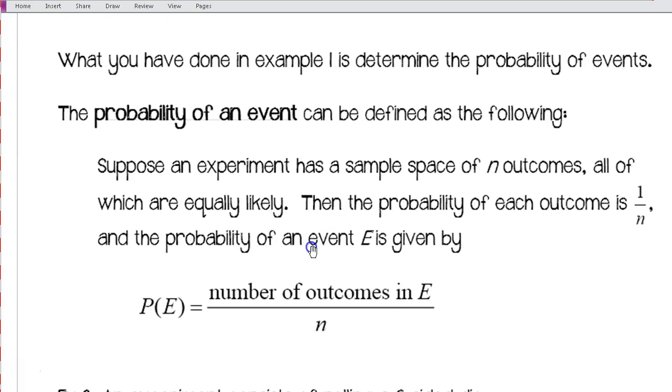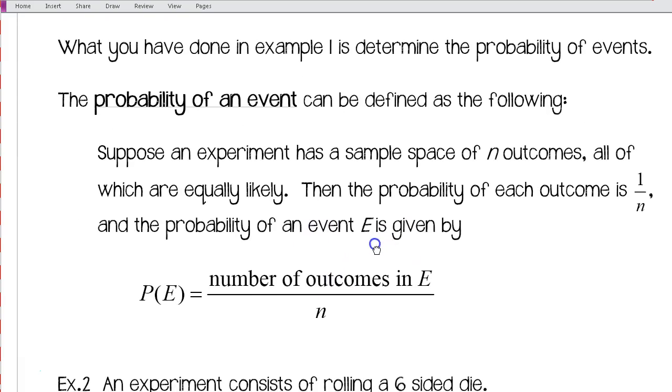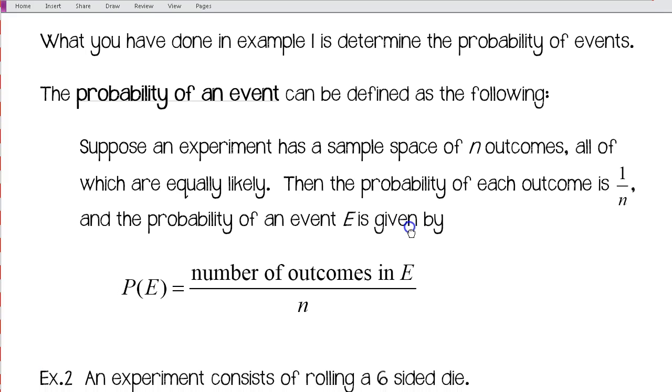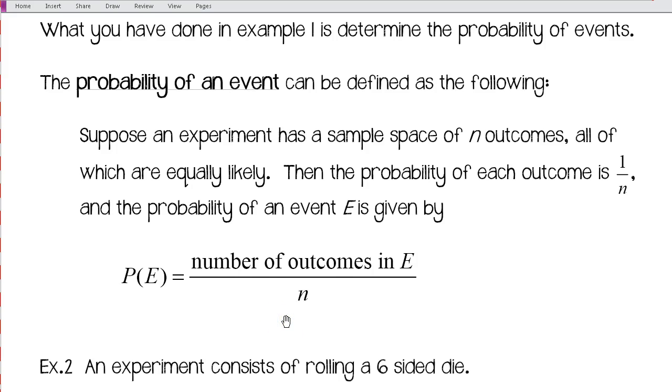Alright, so what we just did in example 1 is determine the probability of some events occurring. So just to formalize things here, the probability of an event can be defined as the following. Suppose an experiment has a sample space of n outcomes, all of which are equally likely. Then the probability of each outcome is 1 out of n, and the probability of an event E is given by the number of outcomes in E out of the total number of outcomes n.